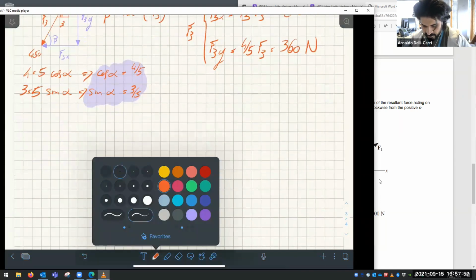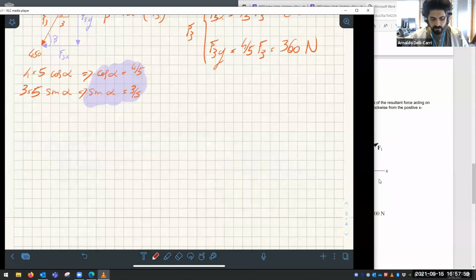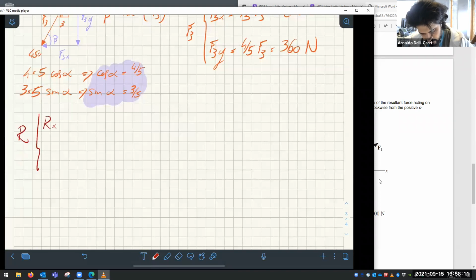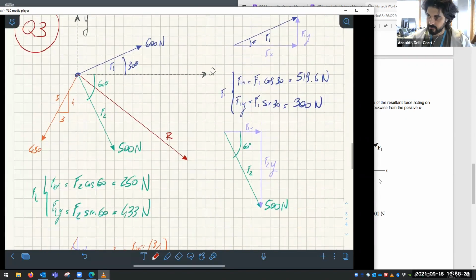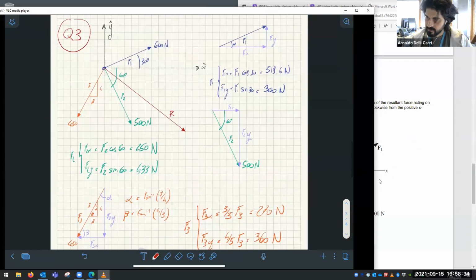Okay, so the only thing that's left now is, of course, the resultant. So the resultant x is the sum of the forces along x, and the resultant y is the sum of the forces along y. So this is F1x plus F2x plus F3x. Is it all positive or not? The x components are all positive or not? Let's look at the triangles. Are the x components all positive?